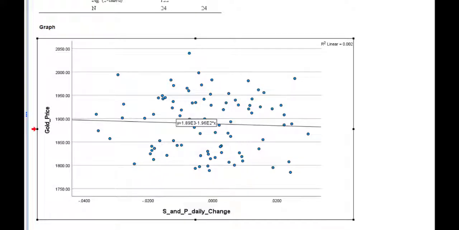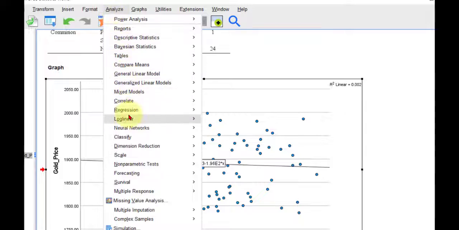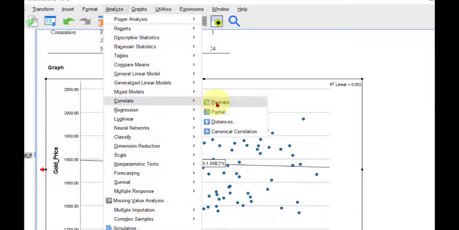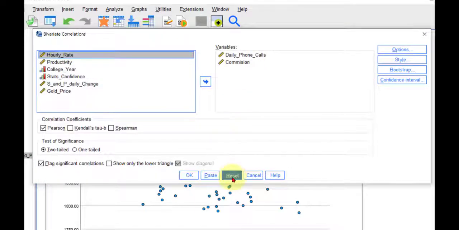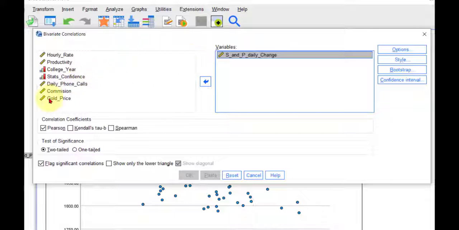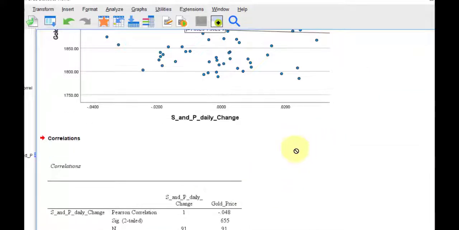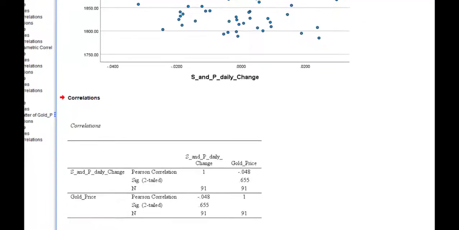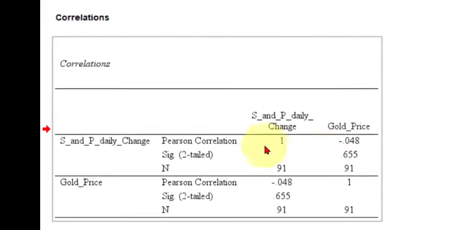We're going to go to Analyze, Correlate, Bivariate. Bivariate means two variables. All right, we'll reset that. And then we'll stick in the price for Standard and Poor, that's the S&P, and gold, filthy, filthy gold. And hold on, you can't see that down there. Let's see if I can get it up here for you. And there it is right there.